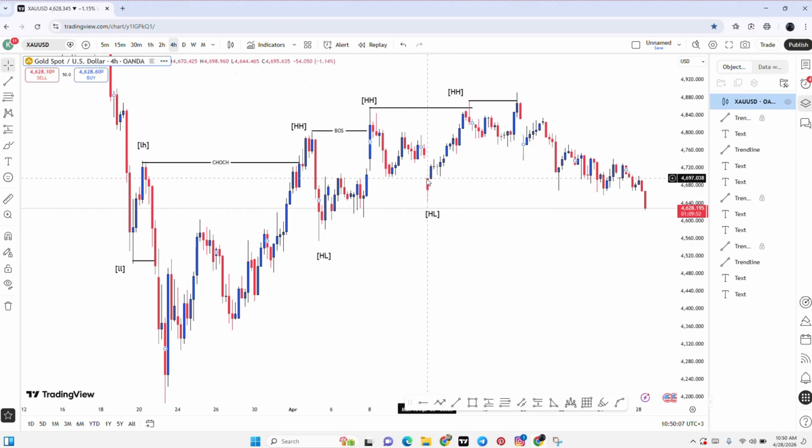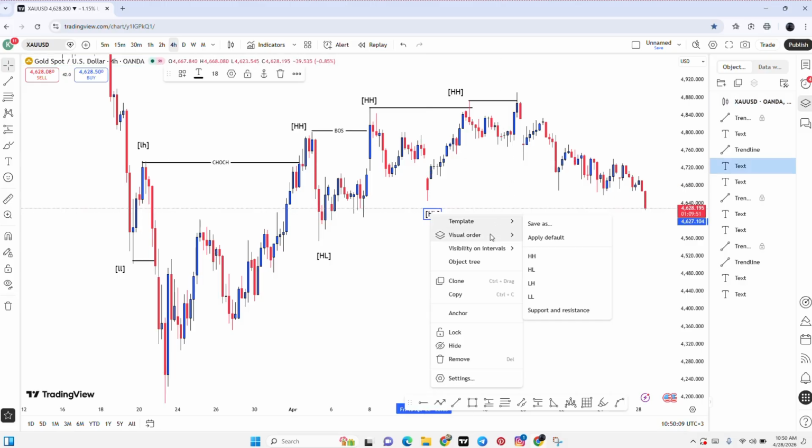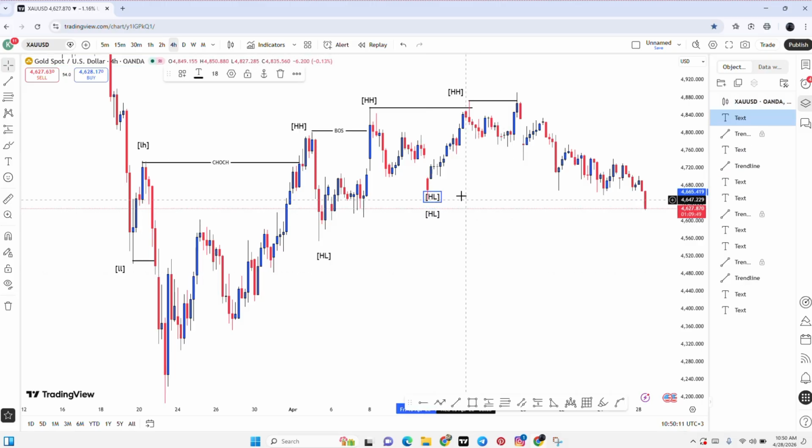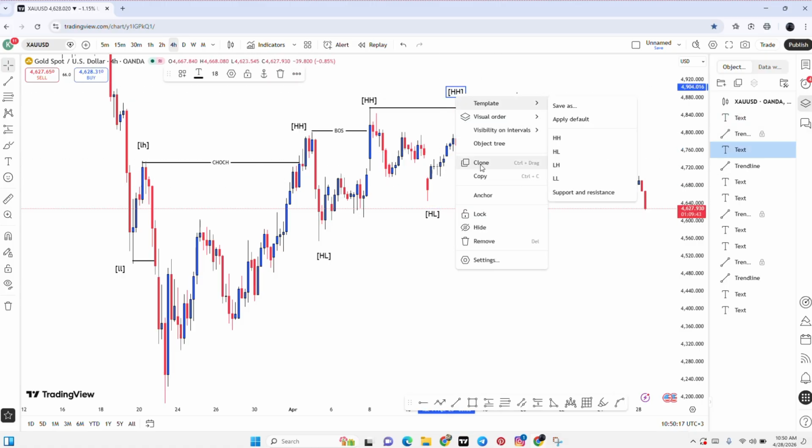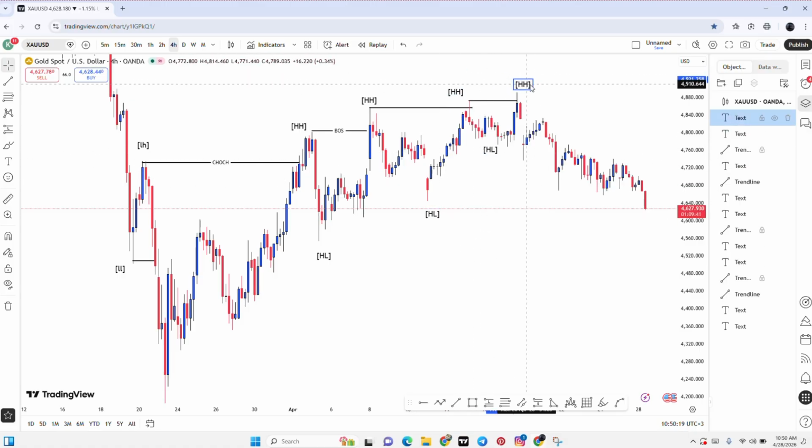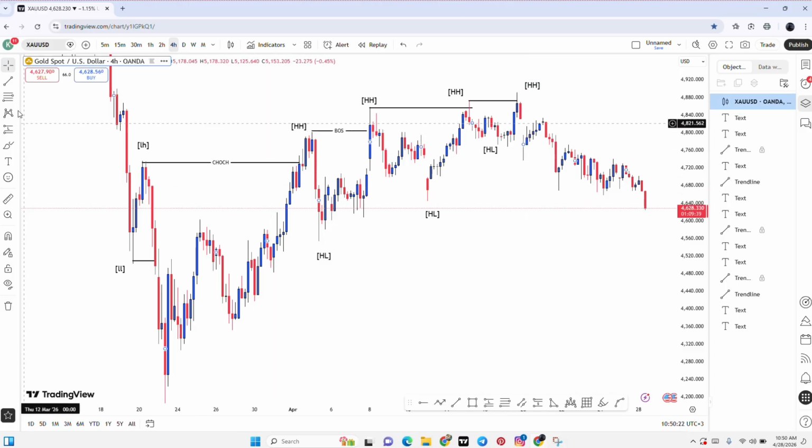Now this one over here will be our higher low. Let me show you. Now this one will be our higher low there, and then this will be our new higher high. You can see price broke below that area, below that lower high.